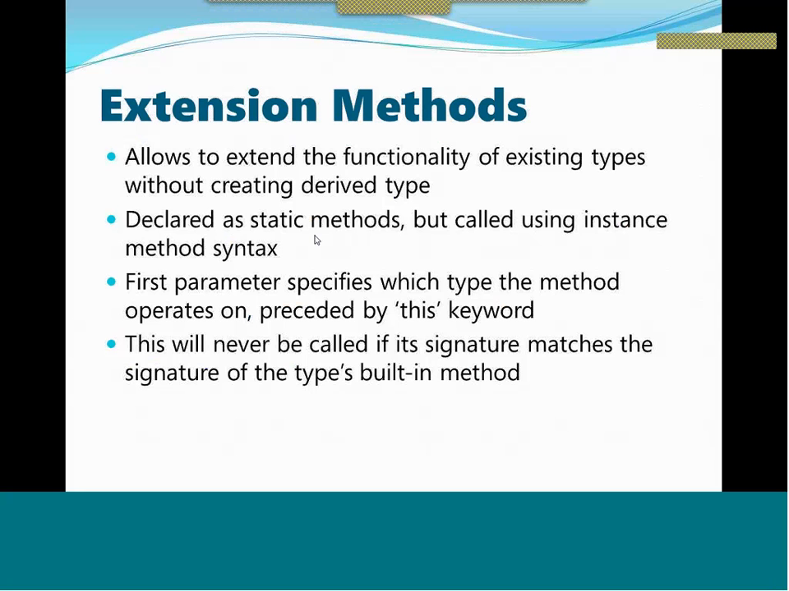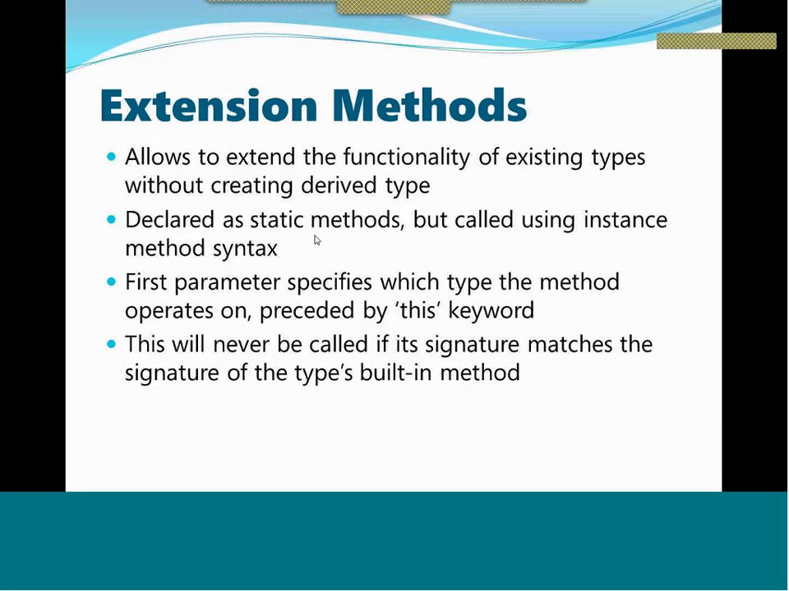So there are two ways to extend the functionality of existing types. One is either you go change the code of the existing type, or you derive another type from the existing type and add new functionality in the derived class. But extension method achieves the same thing by not doing any of that. We are not going to change the existing type, or create a derived type, but we are extending the functionality. So that's the speciality of extension method.